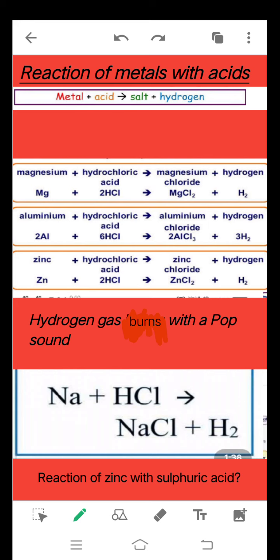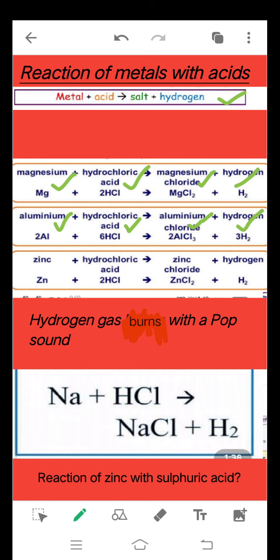Next is the reaction of metals with acids. Metals react with acids to form their salts and also produce hydrogen gas. For example, magnesium, Mg, reacts with hydrochloric acid, HCl, to form magnesium chloride, which is MgCl2, and gives hydrogen gas, H2. In the same way, aluminium reacts with hydrochloric acid to form aluminium chloride and gives hydrogen gas.